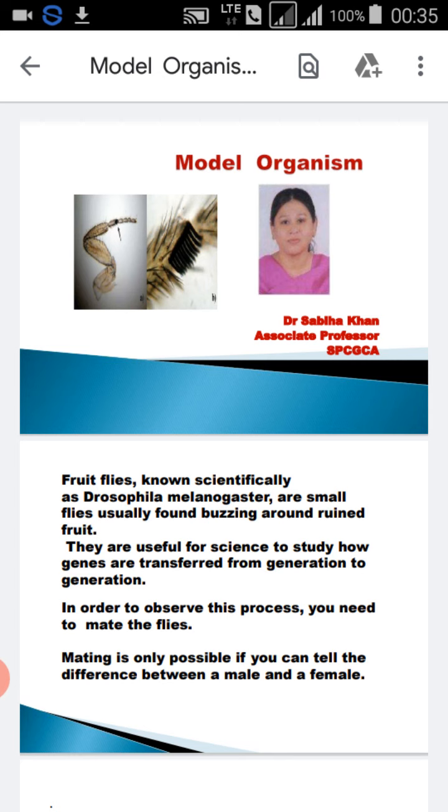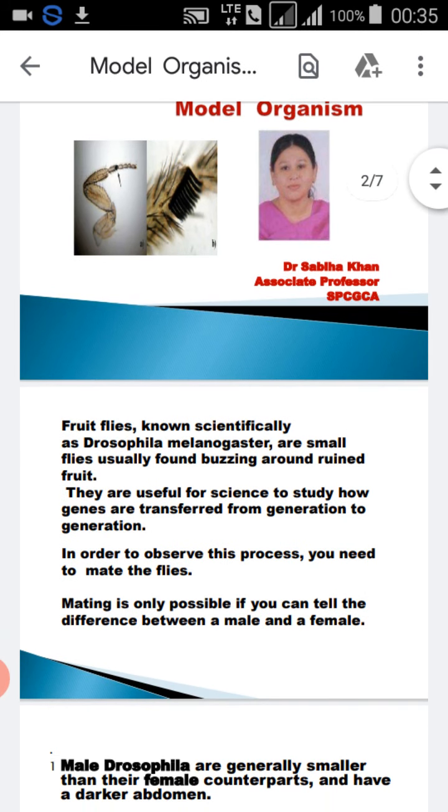So, dear students, the model organism used in genetic study is Drosophila melanogaster. These are small creatures called fruit flies, and the scientific name is Drosophila melanogaster. They are small flies and you will find them buzzing around rotten fruit. They are useful for science because there is transfer of genes from one generation to another.